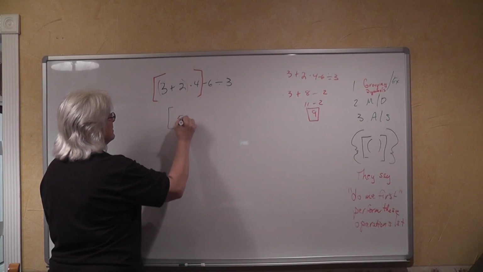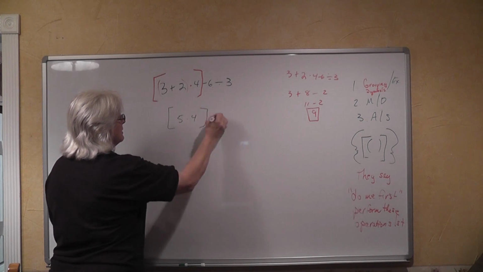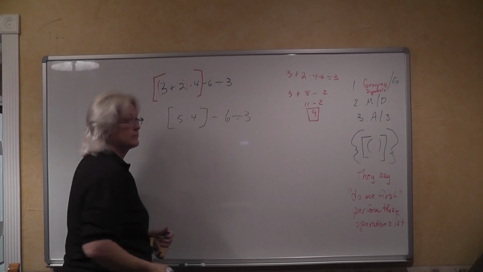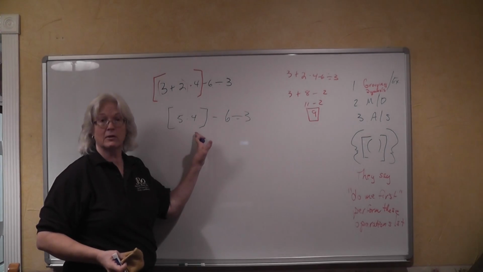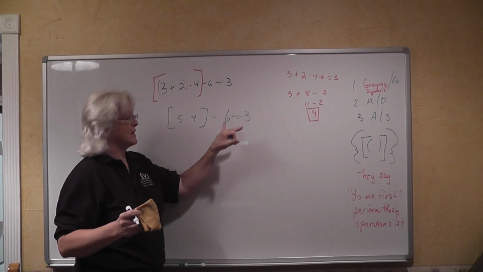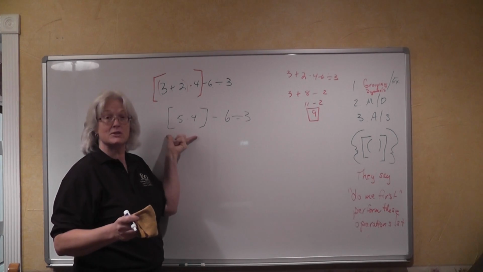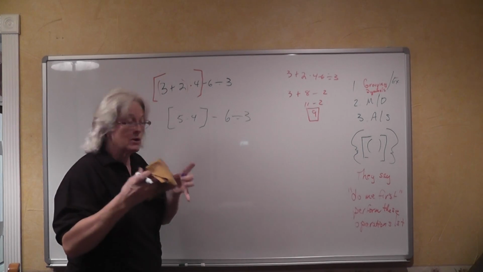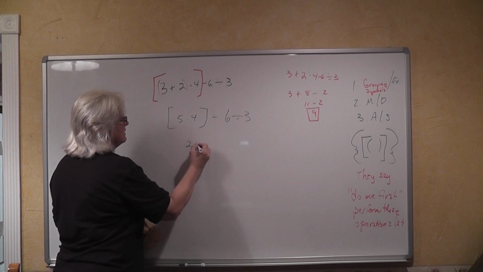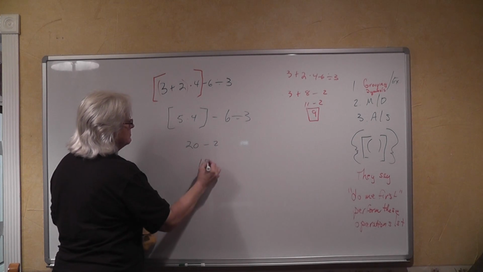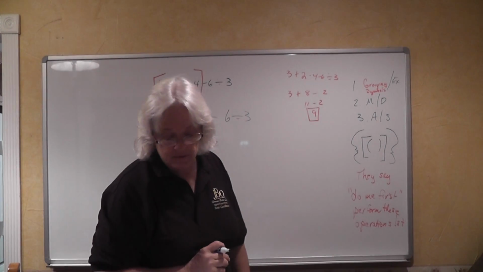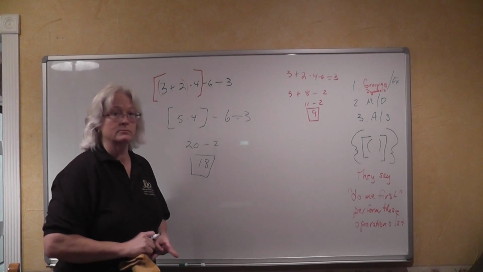Now I have 5 times 4 minus 6 divided by 3. I have these brackets, but even here the brackets are not necessary anymore because we just have multiplication and division. But this just serves at this point to make sure that we kept all of our operations together. So we have 20 minus 2, which gives us a final result of 18.